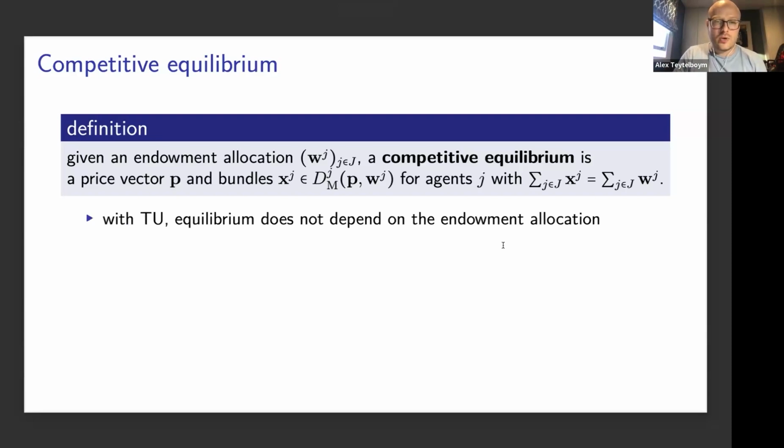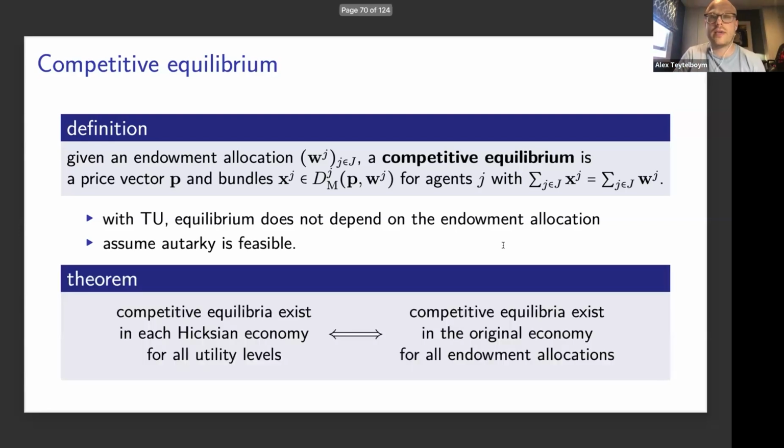So as I said, with TU, equilibrium does not depend on the endowment allocation. It very much will depend in the case when utility is not transferable, or in other words, preferences are not quasi-linear. So under a very small assumption that autarky is feasible, that is to say that, for example, you start out with an endowment that's already feasible, so in that case, you don't have to trade. It's a small caveat. The following result holds, and this is what we call the equilibrium existence duality.